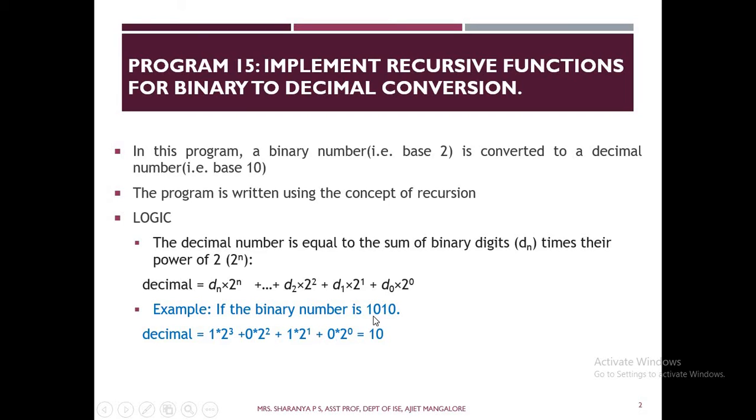If we take the number 1010, then its last digit, the unit place, is 0. It will be multiplied by 2 to the power of 0, plus the next digit 1 into 2 to the power of 1, plus 0 into 2 to the power of 2, plus 1 into 2 to the power of 3. And we will add all of this, so it yields the final result as 10.